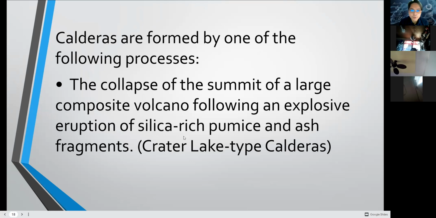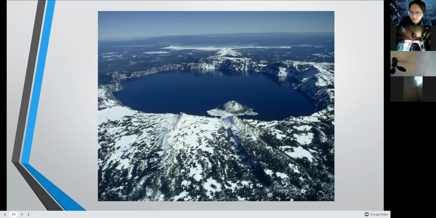Calderas are formed by one of the following processes. Number one, the collapse of the summit of a large composite volcano following an explosive eruption of silica-rich pumice and ash fragments. These are crater lake type calderas. Yes, this is it, the crater lake caldera. As you can see, it is really huge. And again, the temperature here is quite hot or warm. It depends upon the pressure released.